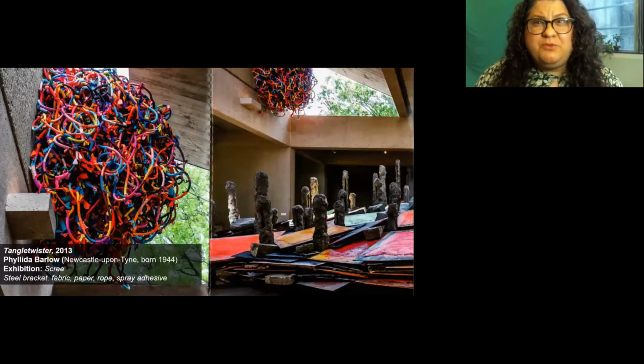Phyllida Barlow herself was born in Newcastle upon Tyne, England in 1944, and her artwork is inspired by urban environments. Barlow uses cardboard, plywood, plaster, and cement with vibrantly colored paint and fabrics in her monumental sculptural works.